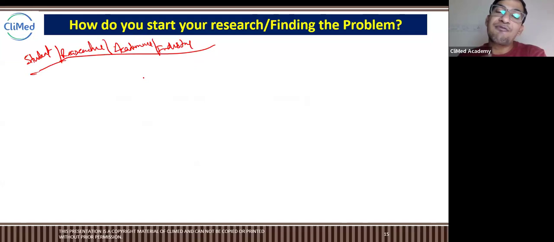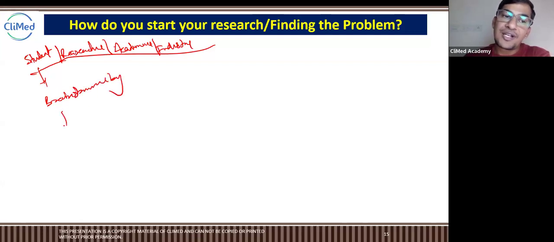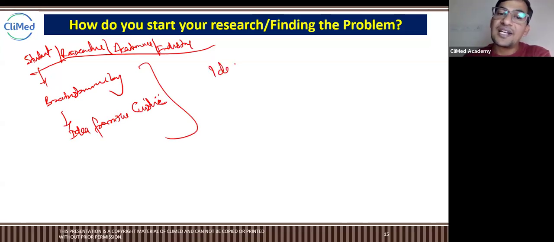But how exactly does everyone come to the same point? Students are either brainstorming by themselves or getting an idea from the guide. What's common here? There are two things common. First is the idea, and second is brainstorming.